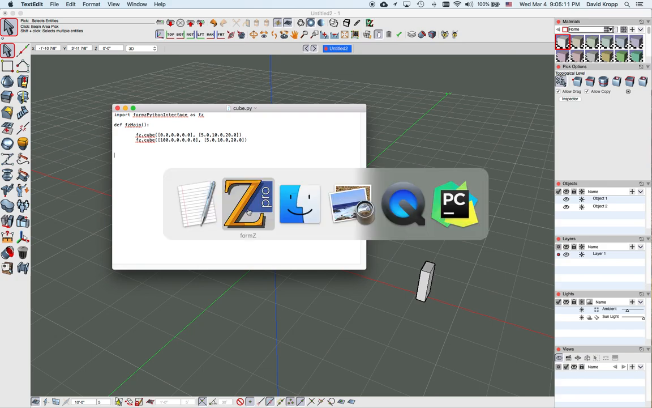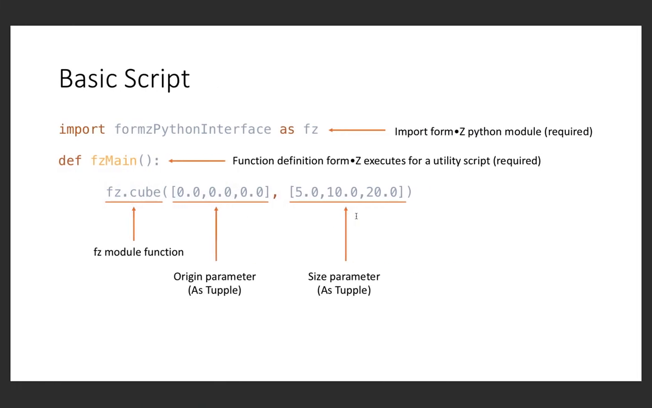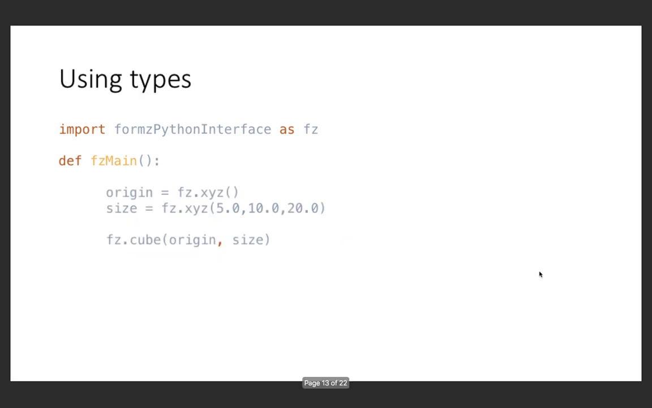So, okay, let's go back a little bit more and look at the script here. So this is our basic script, and it's oftentimes not convenient to pass these numbers in as tuples because oftentimes you'll want to use calculations to create numbers and be able to pass those values in as parameters. So how can we do that? Well, let's look at using types for our values rather than just using numbers.